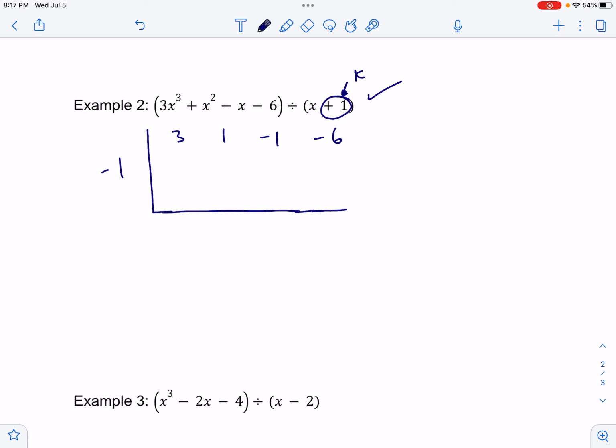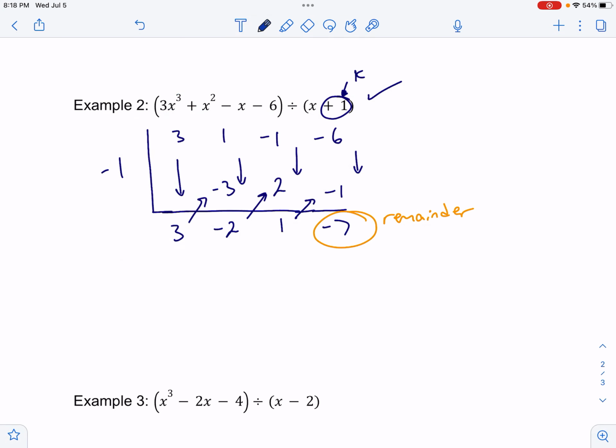And now we go ahead. I drop down my 3, put it in the bottom. Multiply across. 3 times -1 is -3. Add down. 1 plus -3 is -2. Multiply across. -1 times -2 is 2. Add down. -1 plus 2 is 1. Multiply across. -1 times 1 is -1. Add down. -6 plus -1 is -7. -7 is our remainder.